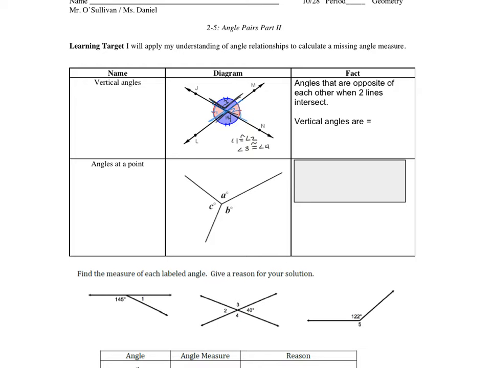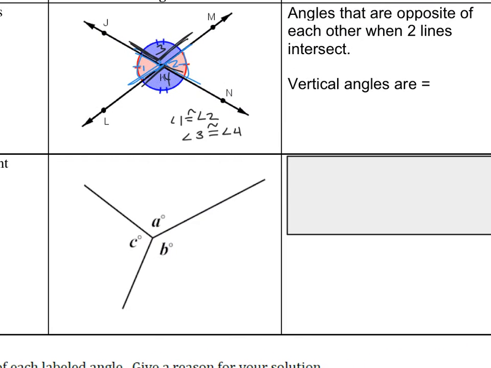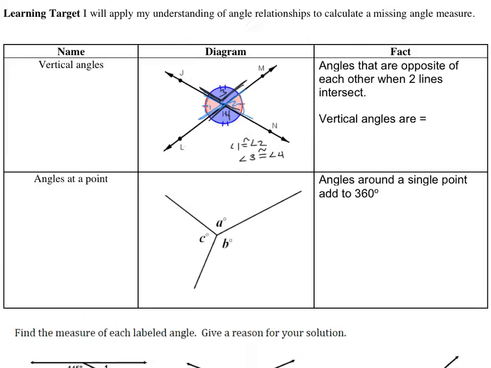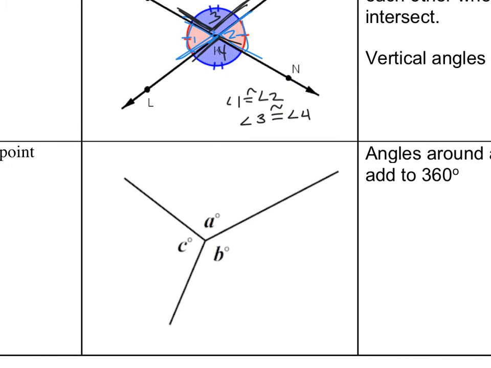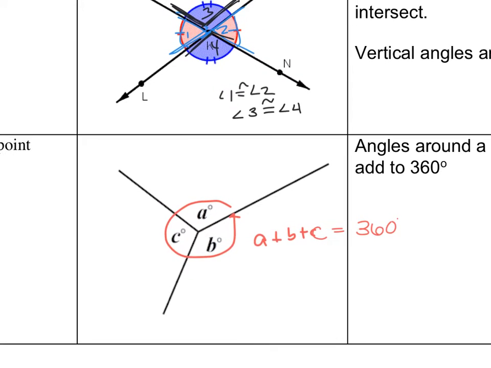Now we're going to look at angles at a point. If I look, A and C are not vertical to each other, and A and B are not vertical to each other. There's nothing that's vertical. So let's look at our fact about angles at a point. Angles around a single point will add up to 360 degrees. So basically I can draw a little circle like this and say that A plus B plus C is going to be equal to 360 degrees. So you're going to basically have an equality or an equation.